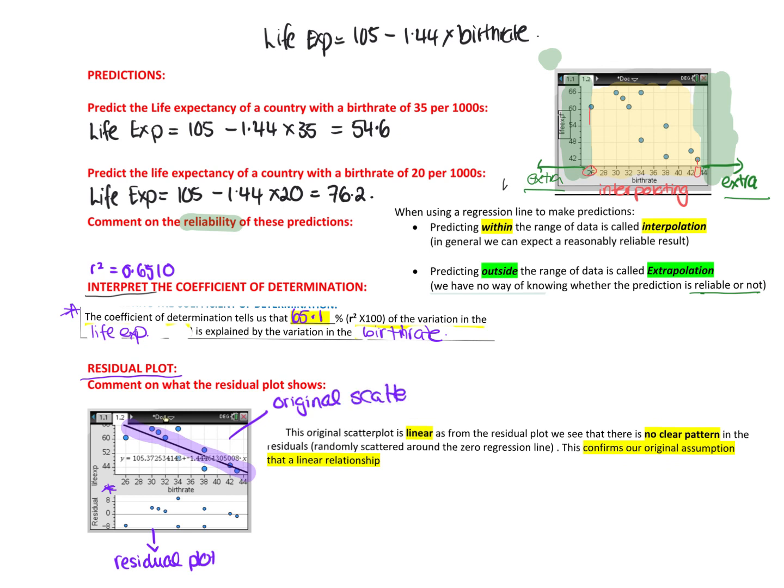So when we look at the residual plot, we need to write a little comment, and it's in your notes already. So I can say the original scatter plot is linear, as from the residual plot, we can see there's no clear pattern. So in this one, we're seeing no clear pattern in the residuals. This confirms our original assumption that a linear relationship is occurring. So we would just say, as there's no clear pattern in the residual plot, we can confirm our assumption that the data is linear.